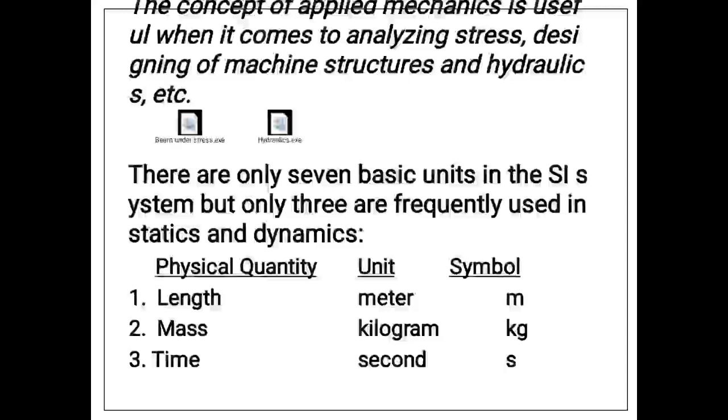The symbol for meter is small m. Next one is mass. Mass is denoted in kilograms, and we will mention it as kg. And the third one is time. It is mentioned in seconds, and the symbol is s.